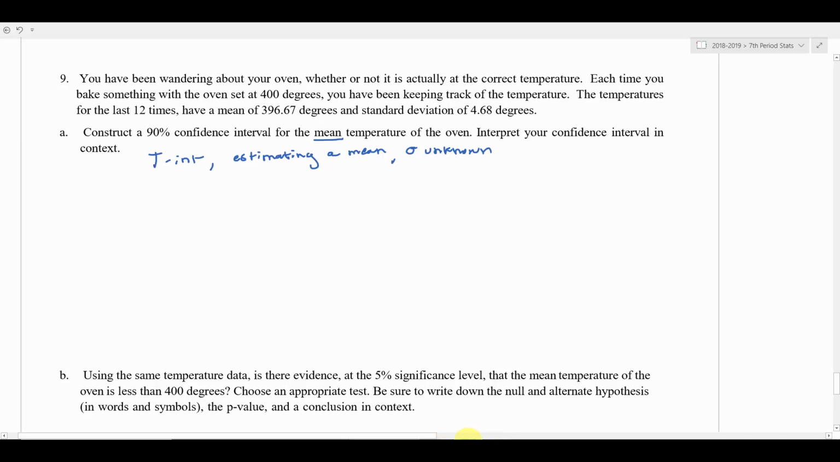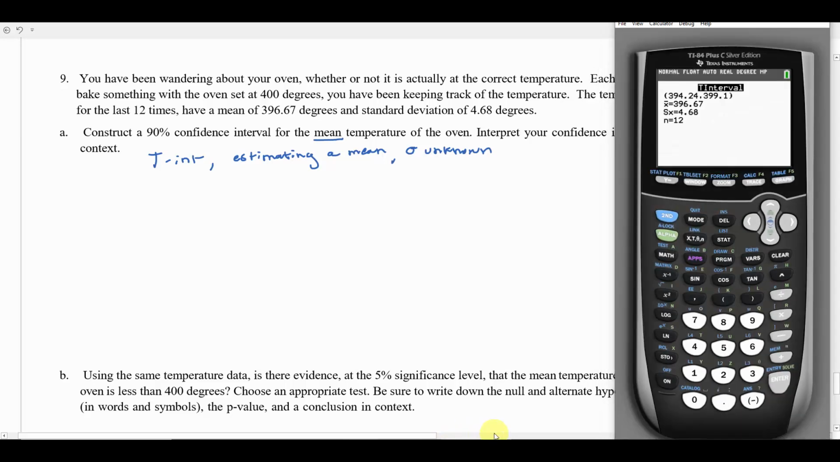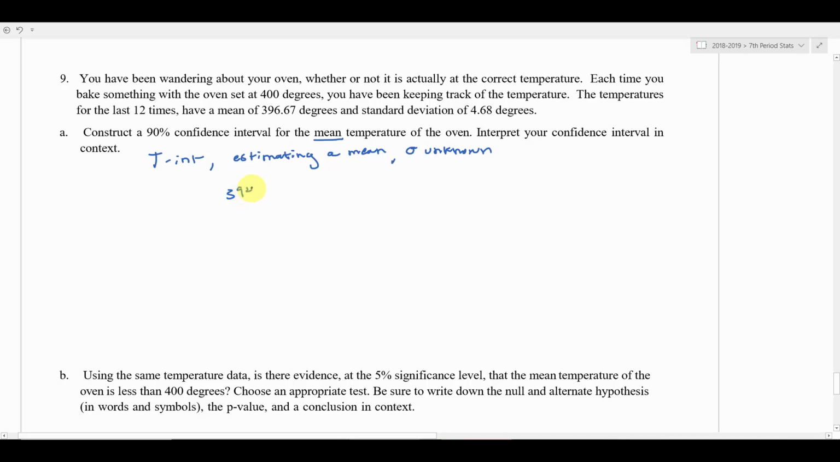All right. Why did I minimize it? There we go. So let's write down our confidence level. We got 394.24 and 399.096. There is our confidence interval.